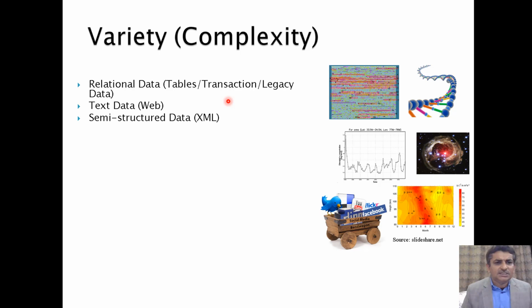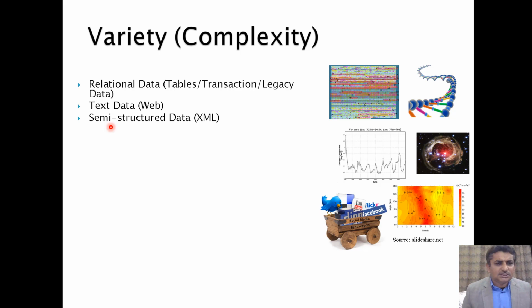After volume, the next is the variety or complexity of the data. The data can be structured, unstructured, or semi-structured. The structured data can be found in relational databases, so relational data can be in the form of tables, transactions, or legacy data. The unstructured data consists of text data or web data.